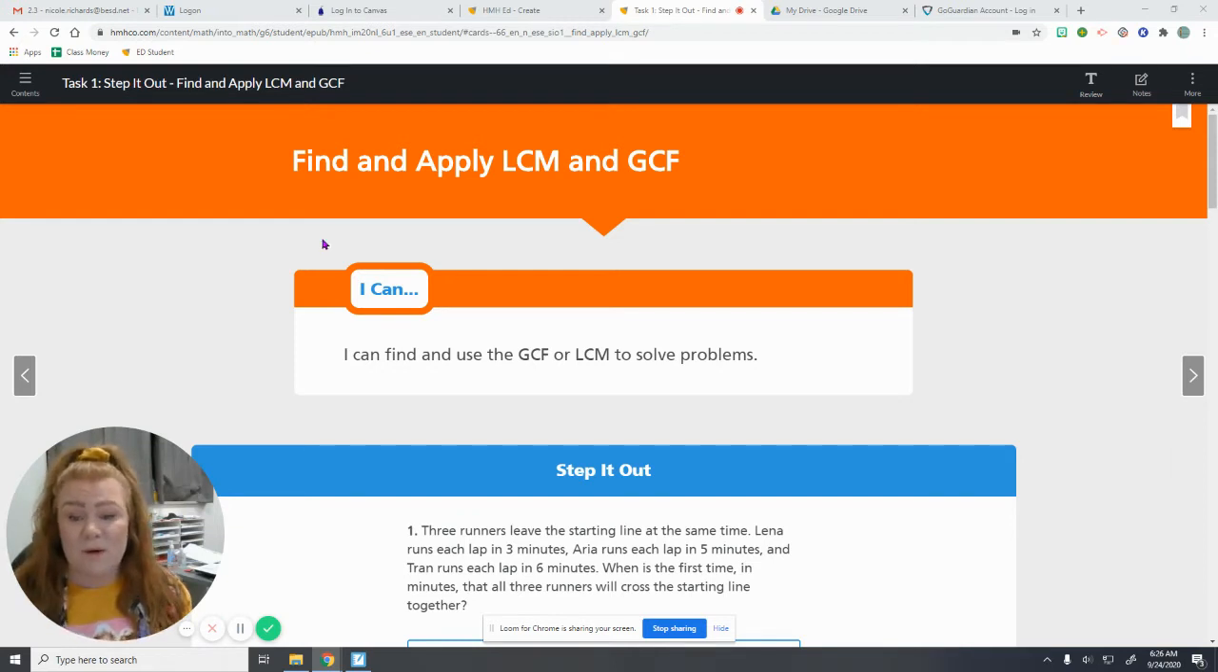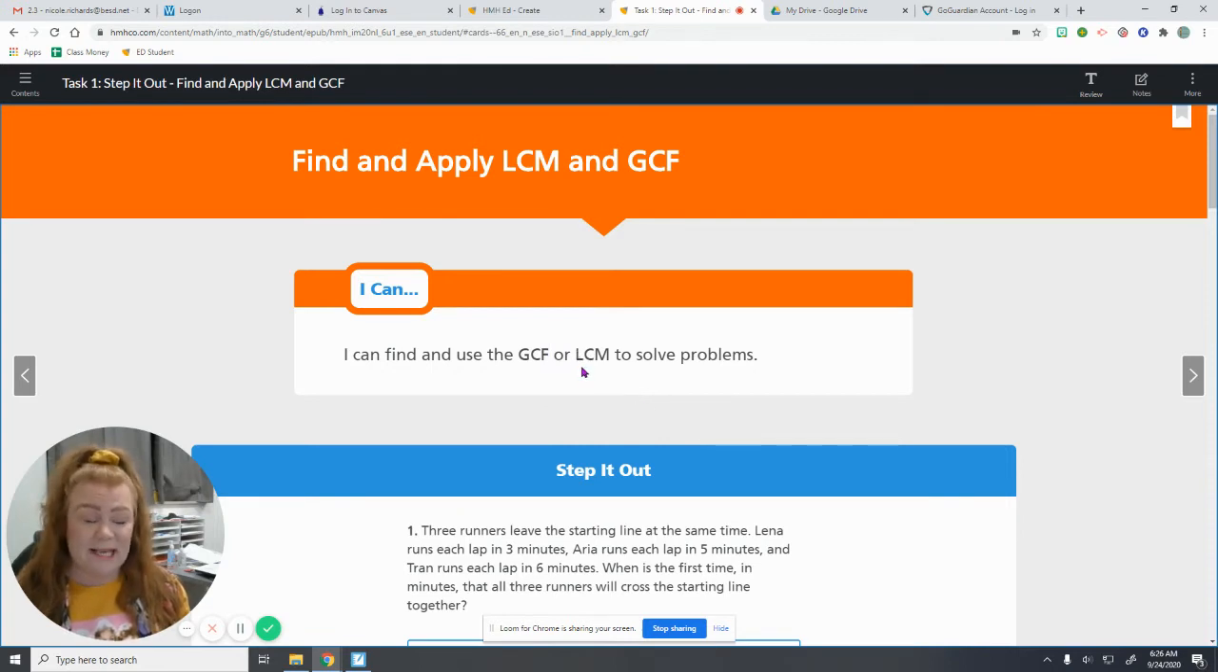So today we are going to work on finding the greatest common factor, otherwise known as GCF, and we're going to find the least common multiple, which is known as the LCM. So those are just the abbreviations, GCF, LCM. So we're going to talk about what those mean and how to find them today.